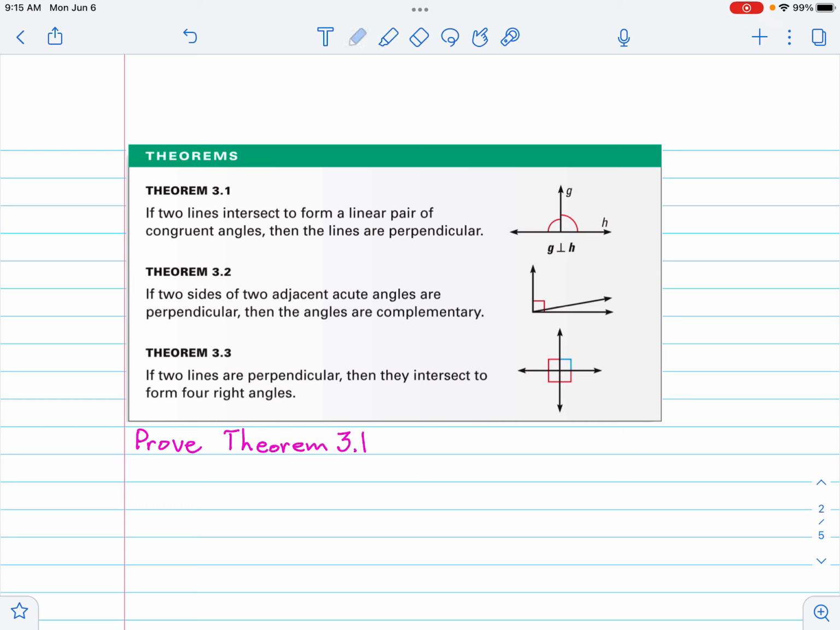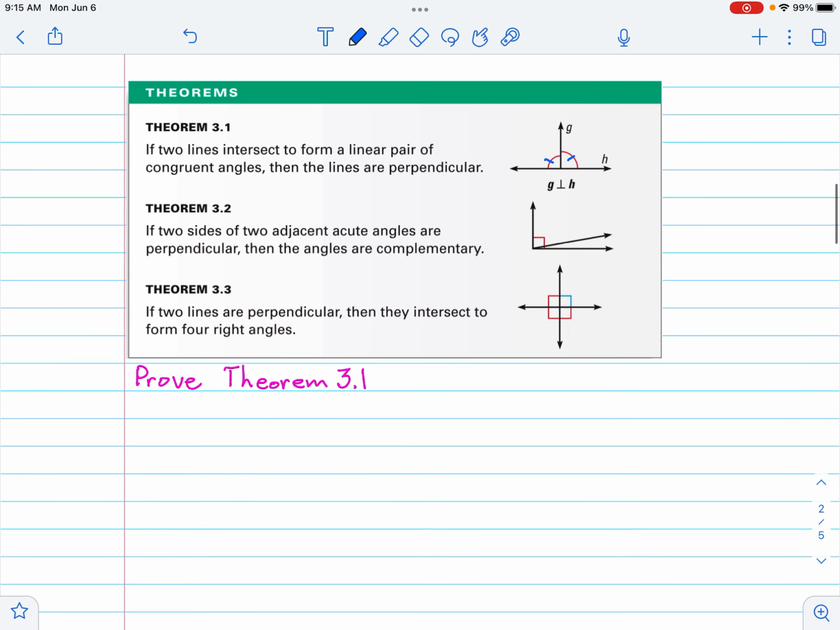Now, there's lots of ways these lines could intersect to form a linear pair. There's one way. You've got a line, here's another line, they intersect. But in particular, these have congruent angles. So these angles right here are congruent. Then the lines are perpendicular. If that linear pair formed gives you congruent angles, then you know that those angles are 90 degrees. Those lines are perpendicular.